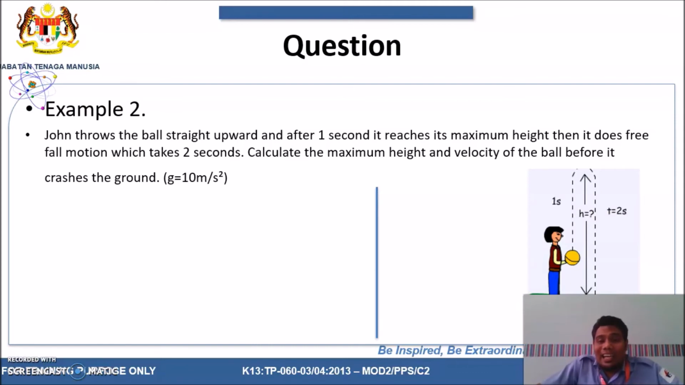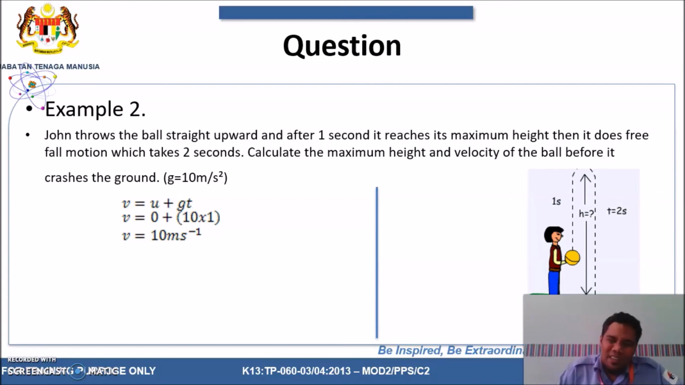So macam mana kita nak calculate the maximum height? Okay, kita ada apa? Untuk maximum height tu kita ada 1 second. Time dia kita ada 1 second. Kita ada G. Kita ada U, U sebab kosong asalnya. So kita guna V, U tambah GT. So kita dapat hal laju dia, final velocity dia 10.